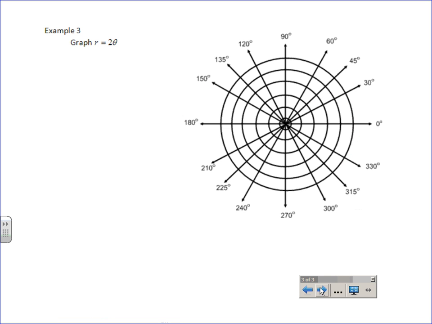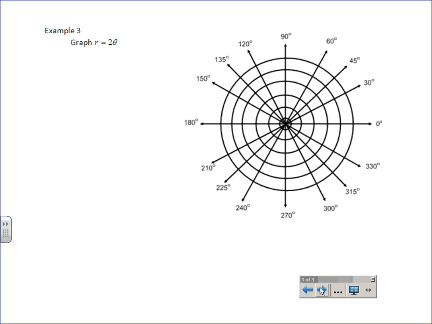What do you notice about this one? No sine and no cosine. And what did I tell you earlier that sine and cosine actually do? They kind of contain the graph. Is there anything to slow this down? So the bigger this angle gets, the bigger the radius is going to get.